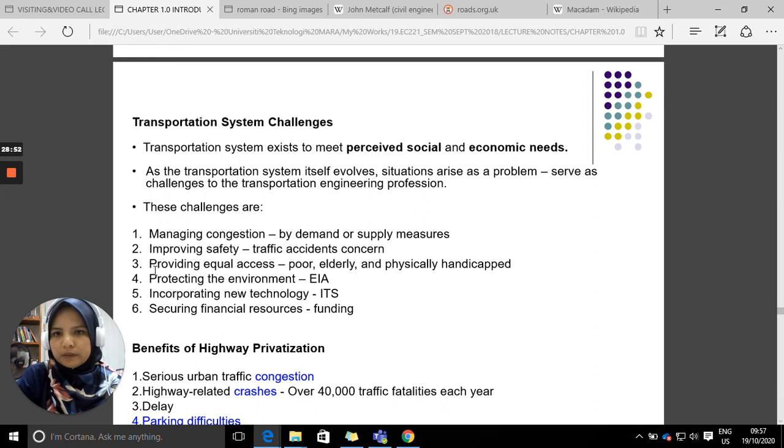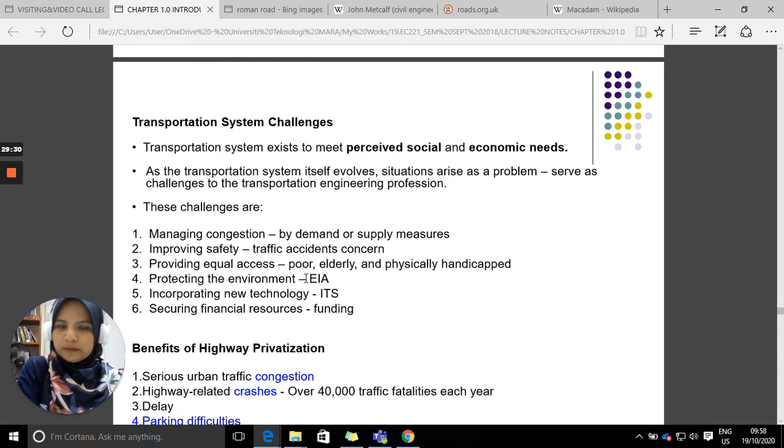Okay. And number 3 is to provide equal access. Lately, Malaysia is moving towards providing equal access, especially to the OKU. This OKU also includes the elderly people as well. Elderly people are part of OKU, we say. They are actually not disabled, but they might be disabled because of their health condition, for example. So they need to provide equal access to those people, right?